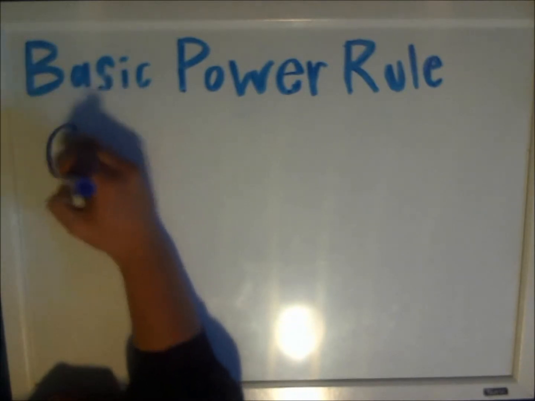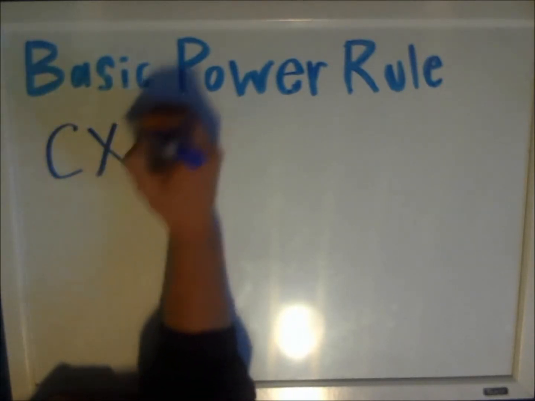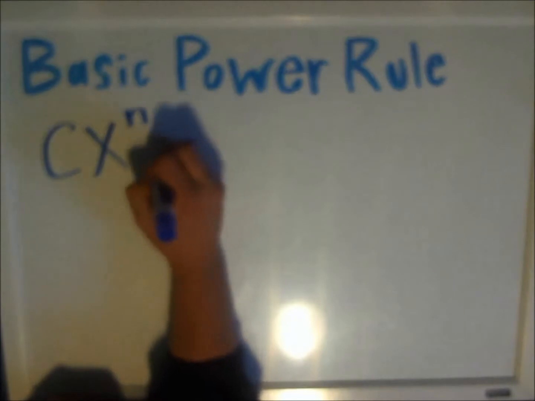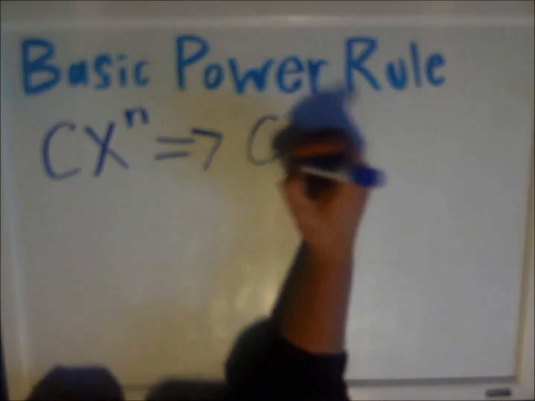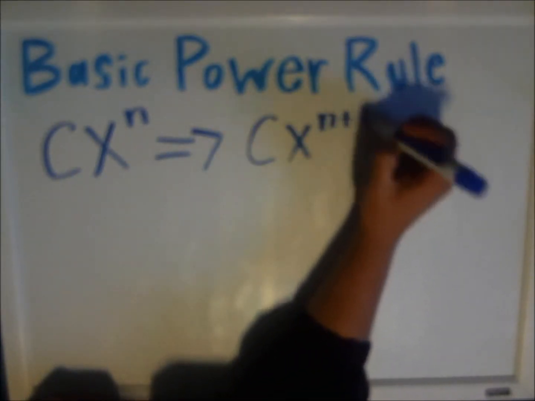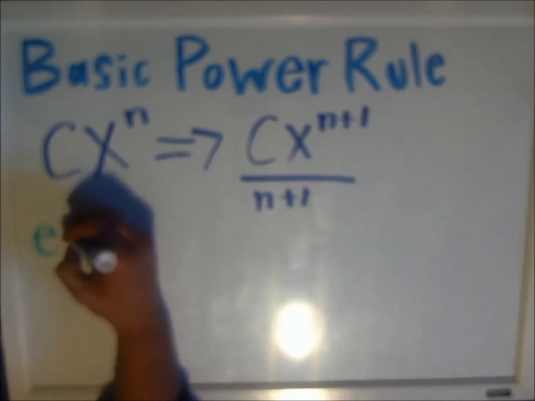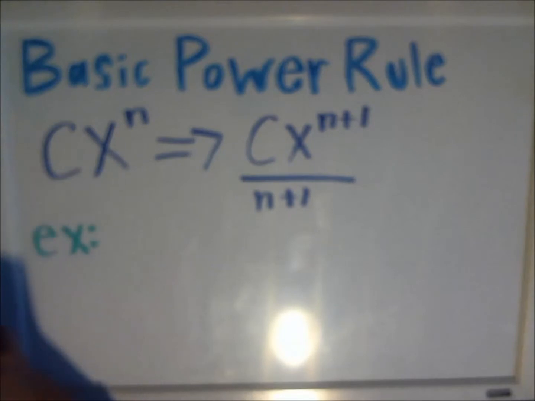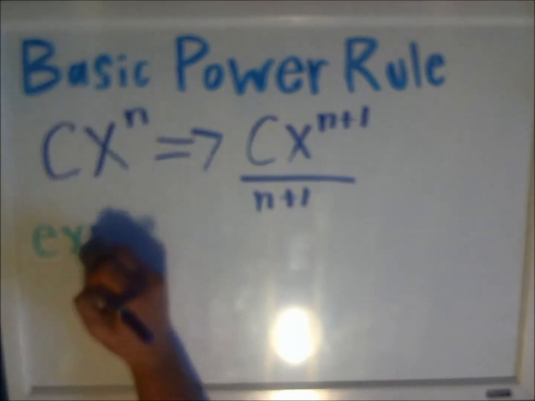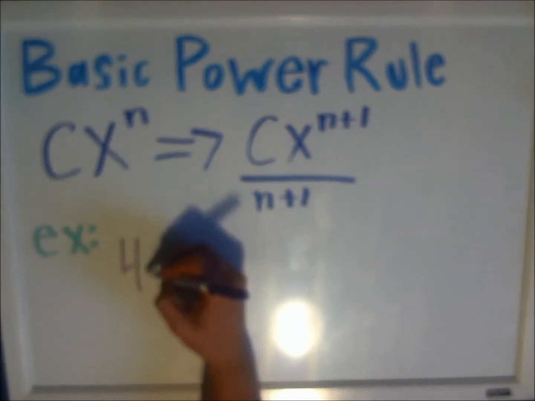Okay, so for the basic power rule, we'll have a basic formula. So cx to the n, and when we take the antiderivative, that turns into cx to the n plus 1 over n plus 1. So basically you're just adding 1 to the exponent and then dividing by the new exponent. So let's look at an example.